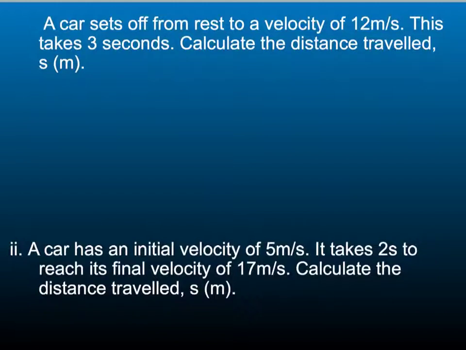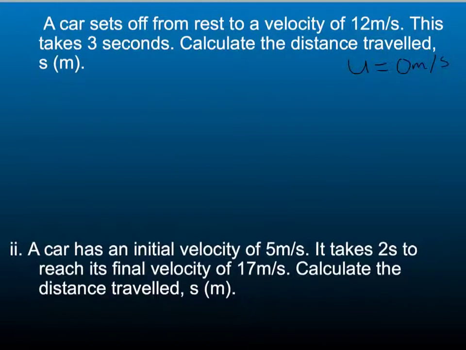First one, an example. A car sets off from rest to a velocity of 12 meters a second. This takes 3 seconds. Calculate the distance travelled, s, in meters. The best way to approach these questions is to write down firstly what you know. Then when you've got what you know, you can choose which equation you want to use. So this one, the car sets off from rest. So it's starting at rest. So u, its initial velocity, is 0 meters per second.